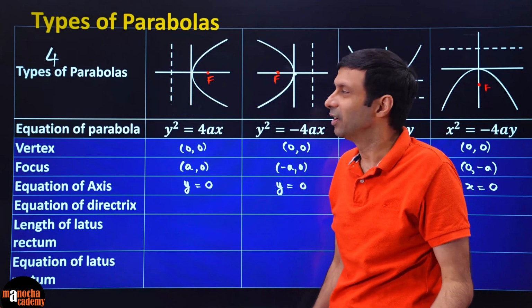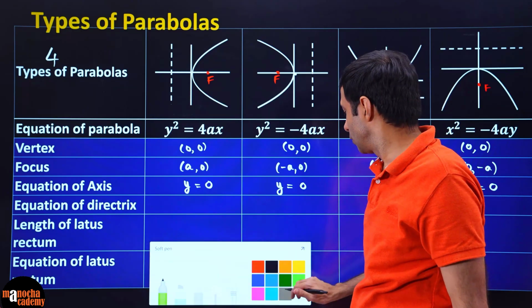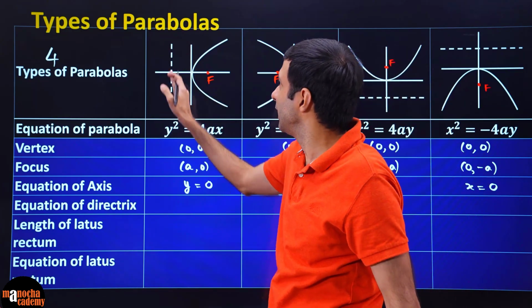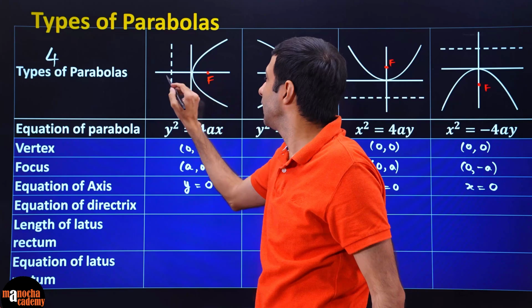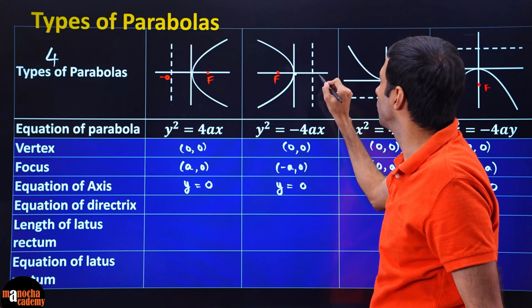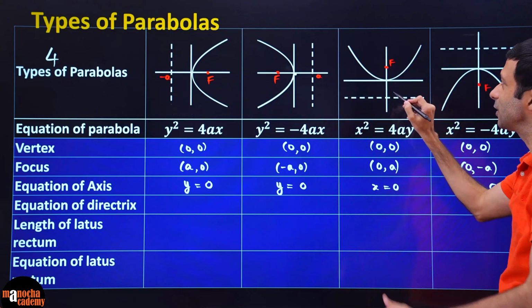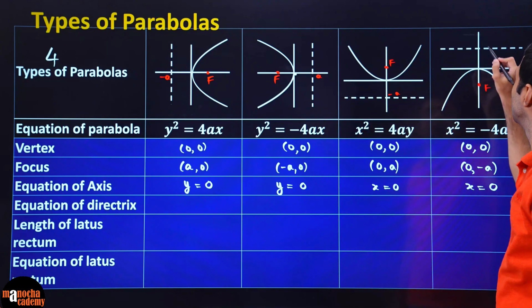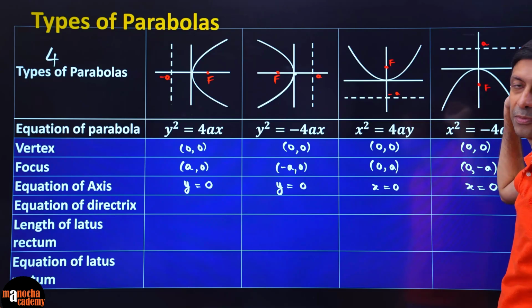We can write its equation. So this directrix, where is it? For the first parabola, focus is at a, 0. This is passing through minus a. This directrix passes through plus a. This directrix passes through minus a, negative. This passes through positive, right?